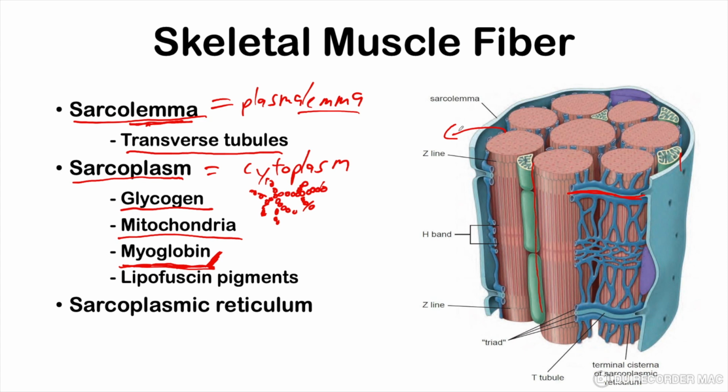Aside from that, you also have lipofuscin pigment inside your muscle cell, in your sarcoplasm, and usually scientists call this the wear and tear pigment. Usually, the concentration of lipofuscin pigment increases with age inside the muscle cell. Next, aside from the sarcoplasm, we'll talk about the sarcoplasmic reticulum. As you can see right here, it says terminal cisterna of the sarcoplasmic reticulum. So what is the sarcoplasmic reticulum? Let's move on to the next portion.